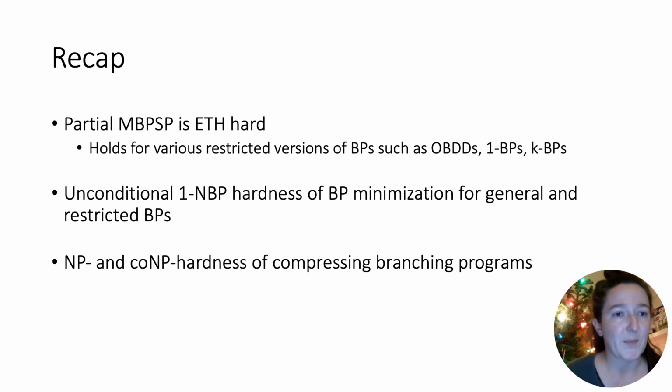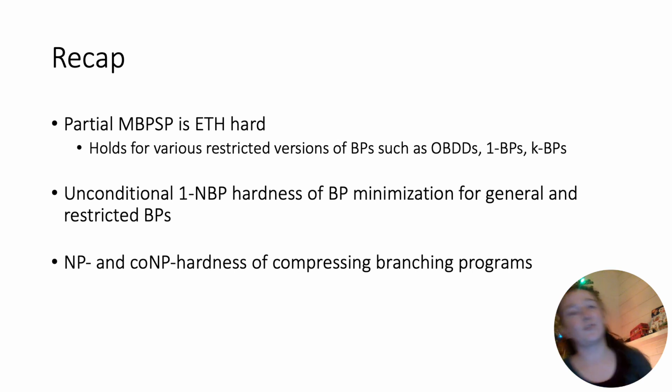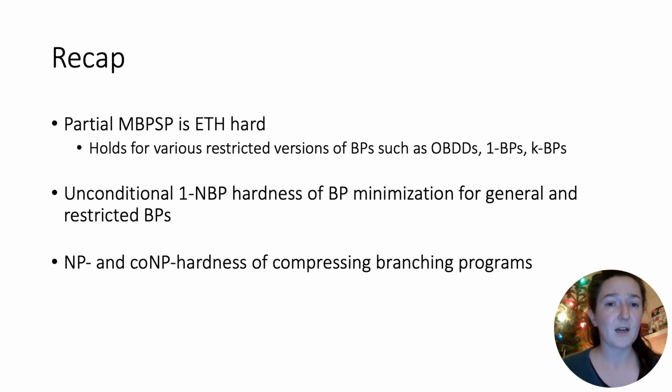Okay, so a quick recap. We showed that partial MBPSP is ETH-hard, and we also showed that this result holds for various restricted versions of branching programs. We showed a conditional lower bound for the size of read-once non-deterministic branching programs computing branching program minimization for various restricted and general branching programs. And we also showed NP and co-NP hardness of compressing branching programs.